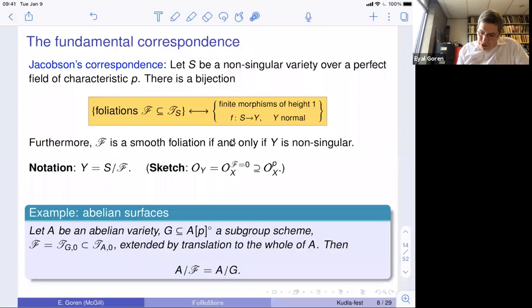Then the quotient of the abelian variety by this group scheme is the same thing as taking A and dividing it by the foliation F. So this is just reinterpreting something that we use all the time in the context of abelian varieties and group schemes.